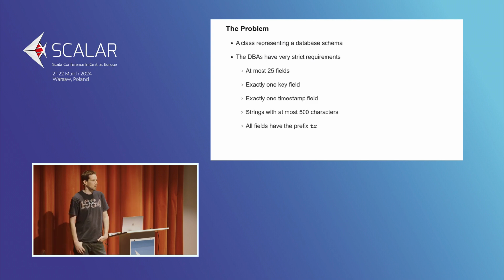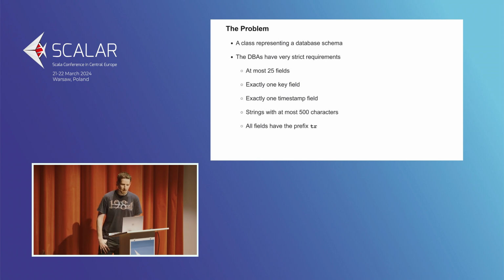They may seem a bit random, as if someone just made them up. This is not the case. So at most 25 fields in our schema, exactly one key field and exactly one timestamp field. I have no idea why the timestamp is so important, but they say, and I can't argue. Strings cannot be more than 500 characters, like abstracts in call for papers in conferences. And also all fields have to be prefixed with TR. Why? I don't know. Some legacy reasons.